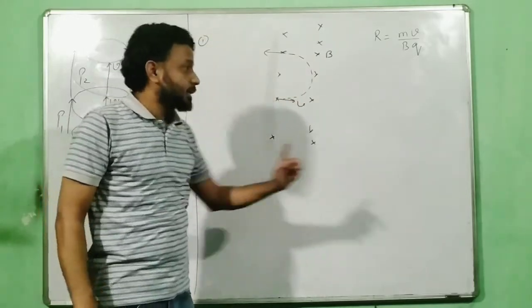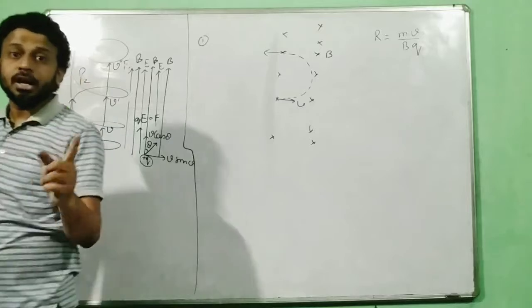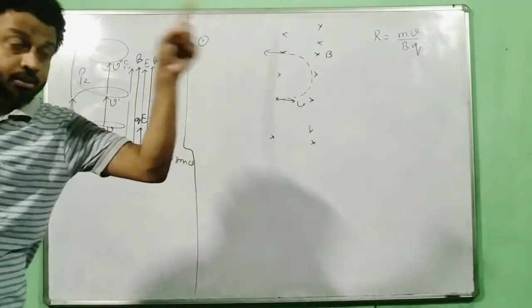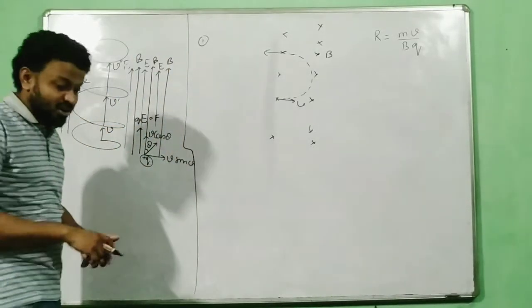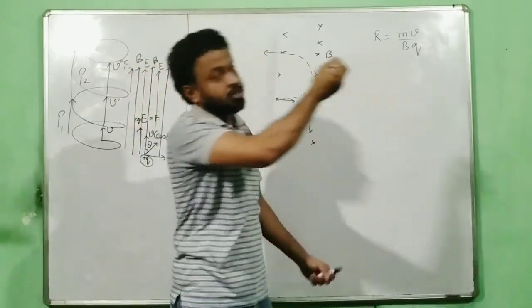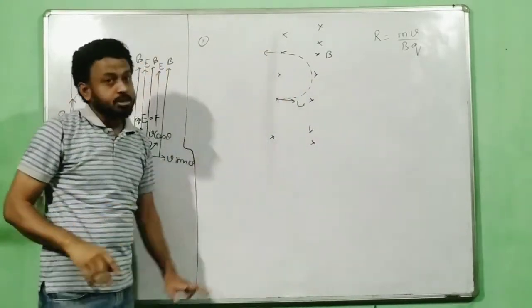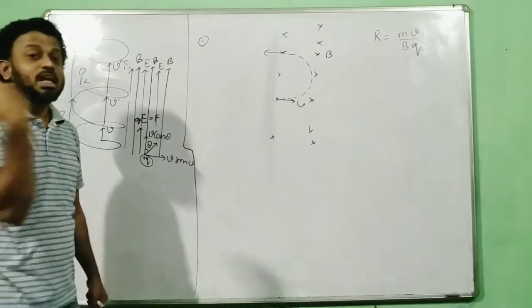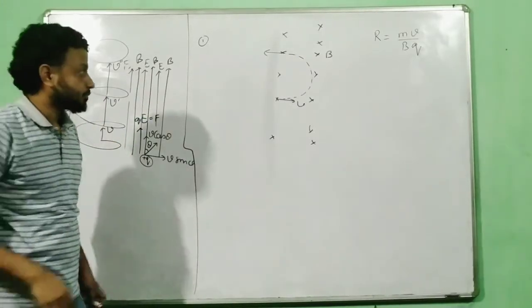We have changed the direction of charge. We cannot change it normally. We cannot take a charge like this and put it on the wall and then it rebounds back. No. This is the best possible way to change the direction of charge.